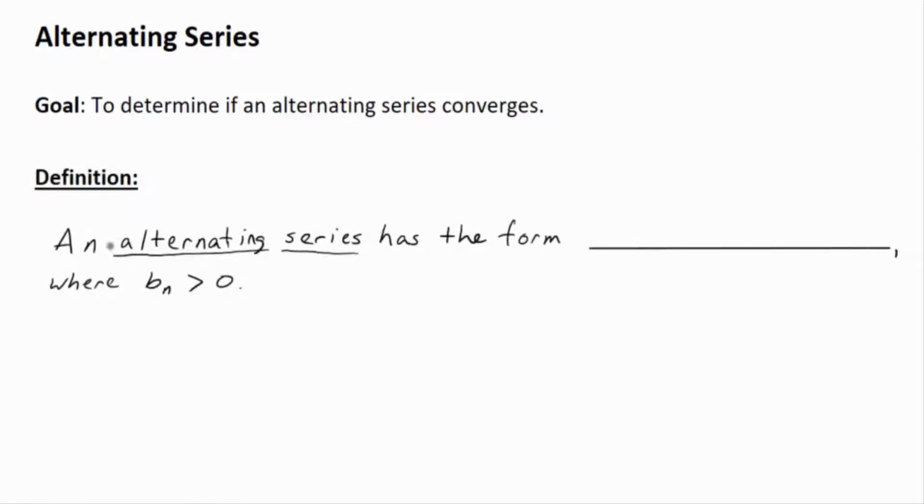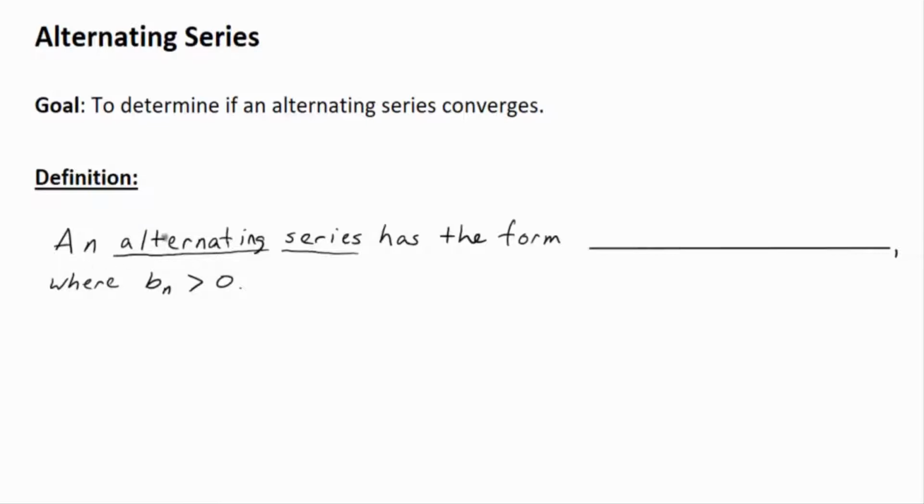In this section, we're talking about alternating series. The goal is to determine if an alternating series converges. So what do I mean by an alternating series? Well, it's alternating in sign from positive to negative or vice versa. So here's the definition we'll take.